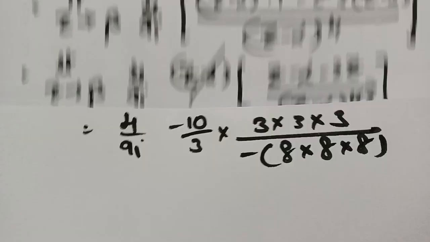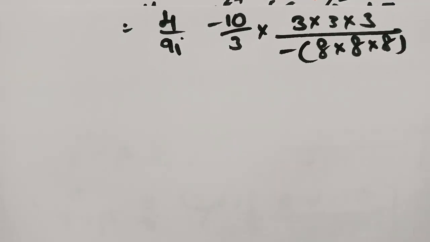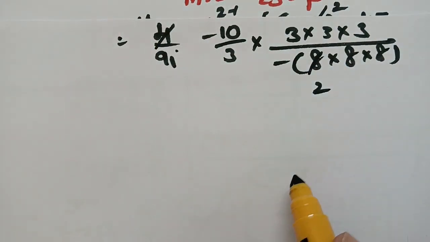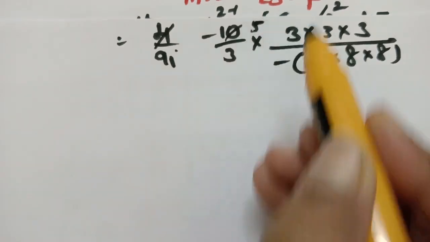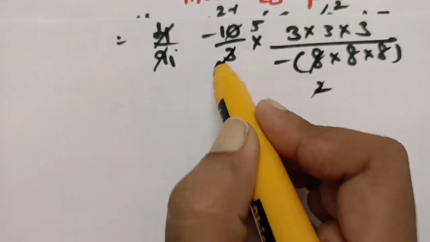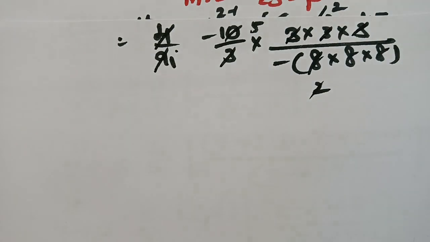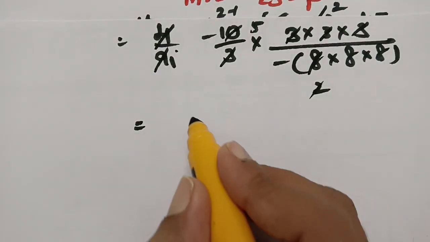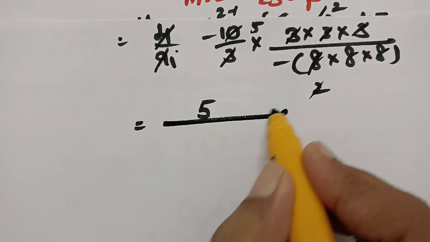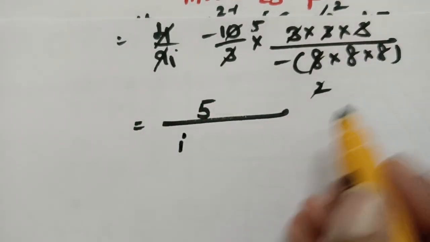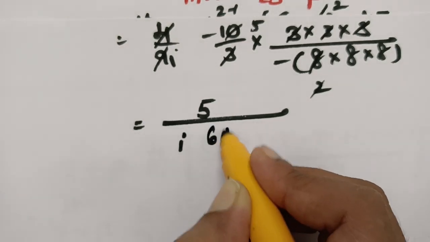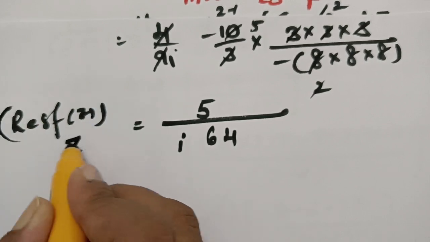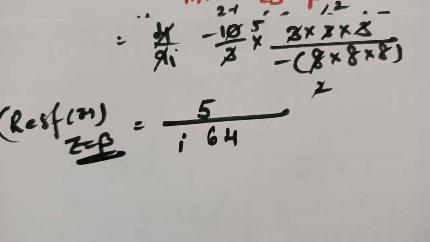See, now I can cancel all these values. If I cancel all these, this will be 4 ones and this is 4 twos and again 2, 5 times. So this is 9 threes are 27 and this is also 27. In the numerator, minus and minus also got cancelled and this is 5 by, so there is i here and this value is 8, 8 is 64. So this is the residue value of f of z at the interior pole z is equal to beta.